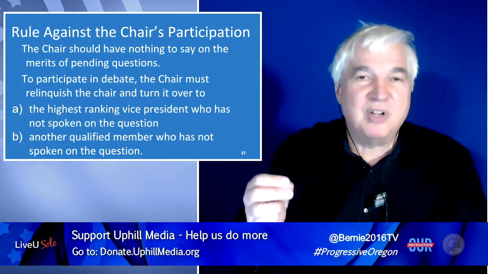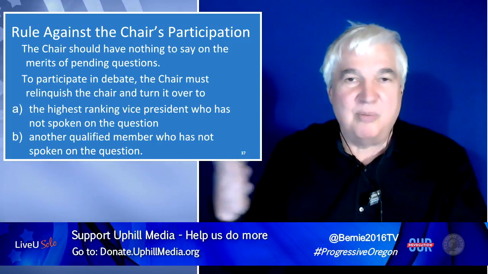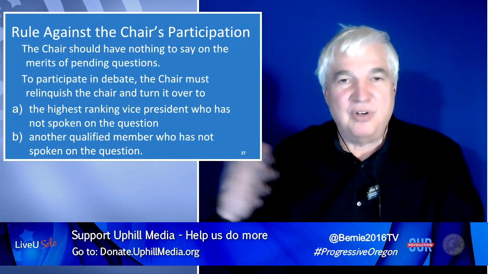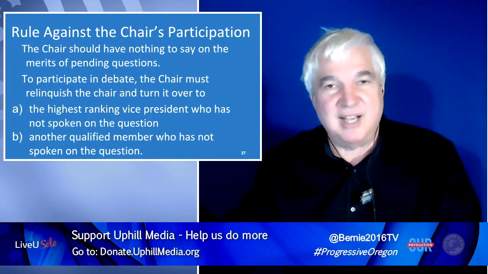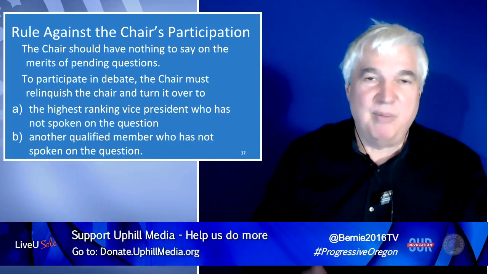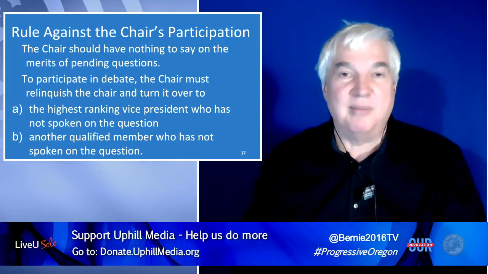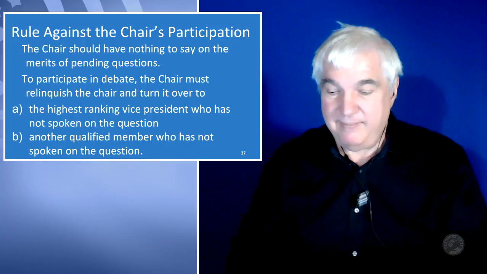However, if he's already spoken on this issue as well, or has made his intentions known, so he's no longer perceived as unbiased, then they would turn it over to Lupita, who's the second vice chair. And then, assuming that she has not made her feelings known about something, she could preside while the chair joins the assembly in the end of the debate.